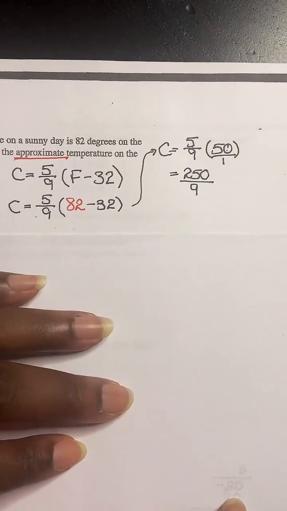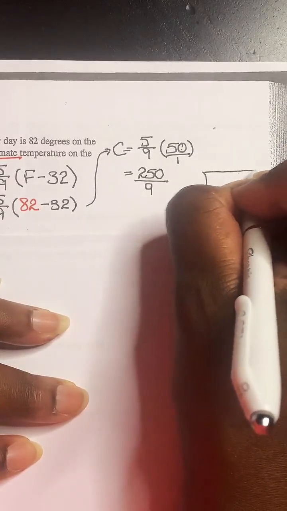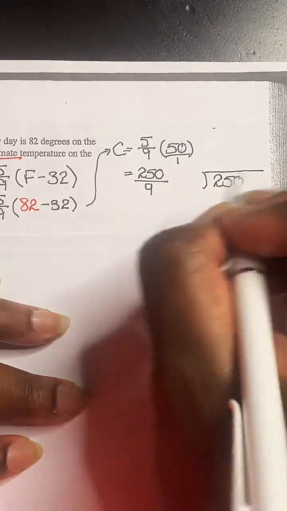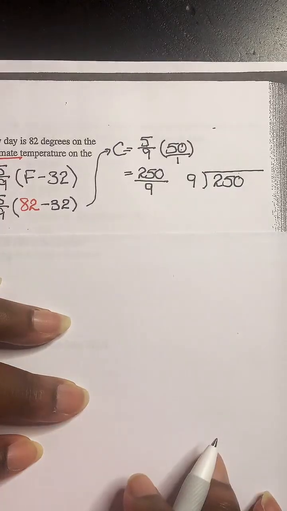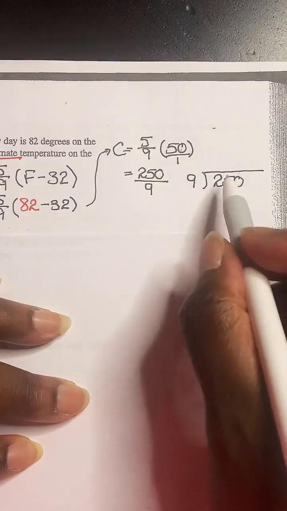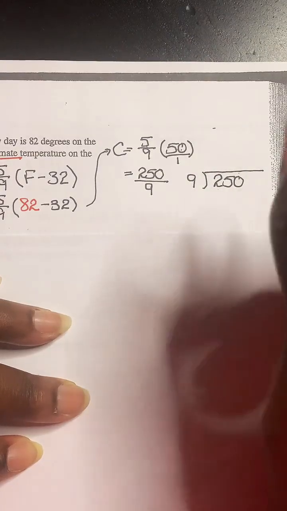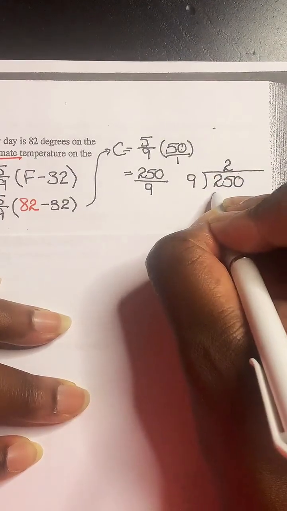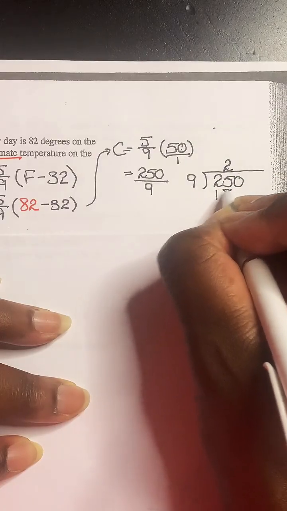So then this is when old-time long division comes in. I got my 250, which goes in the house. The 9 stays outside the house. So how many 9s go into 2? 0. How many 9s go into 25? That will be 2, because 3 will be too much. 9 times 2 gives me my 18.